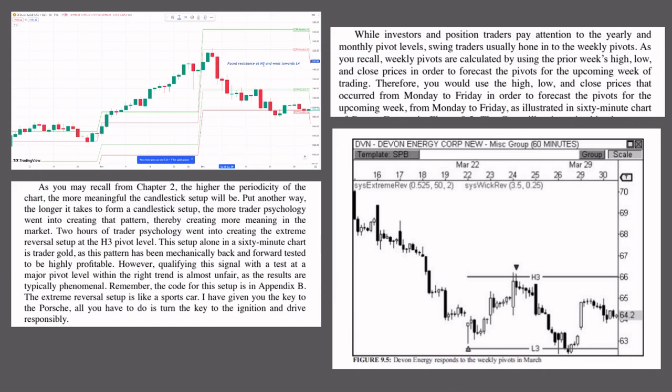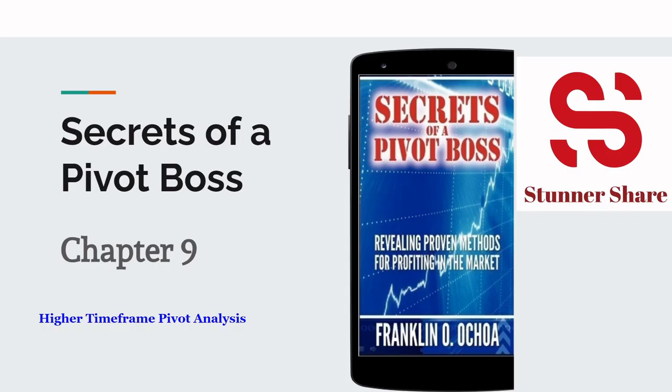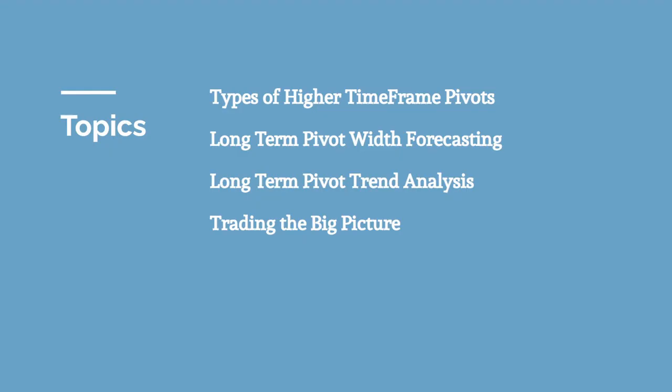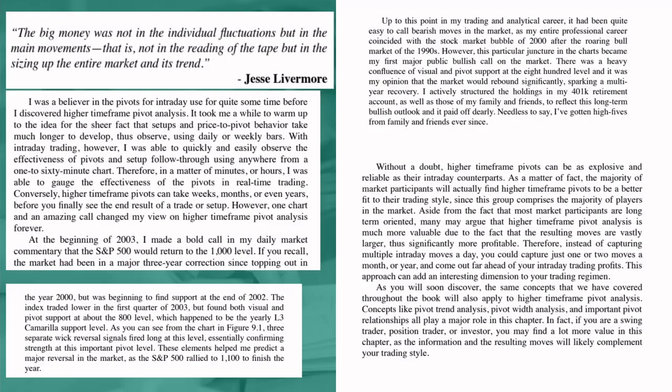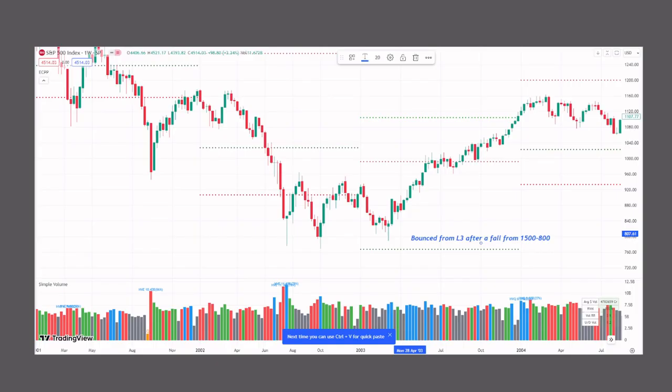So we were seeing the Secret of Pivot Boss book reading, chapter 9. Chapter 9 is about higher time frame pivot analysis. I have started with the introduction. This introduction gave about when he started, how he started, what made him start, how his friends and family appreciated, and how he moved from daily intraday pivot analysis to higher time frame analysis. How he was able to do that has been discussed. And after that he started with 2003 analysis, that was also discussed.